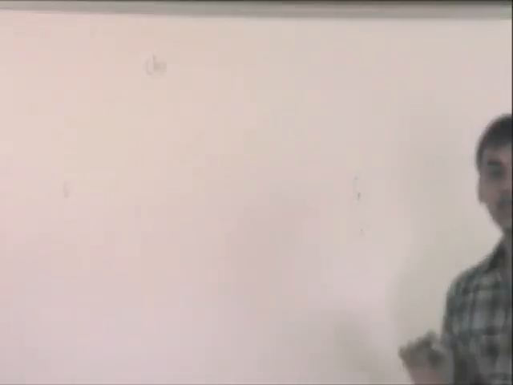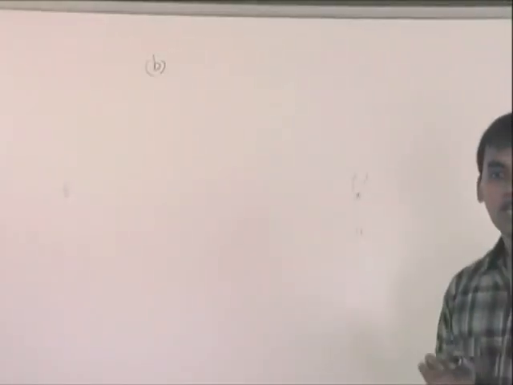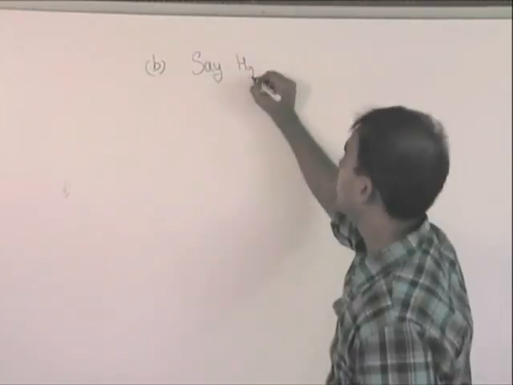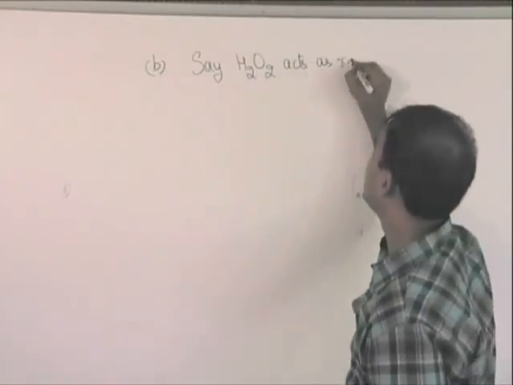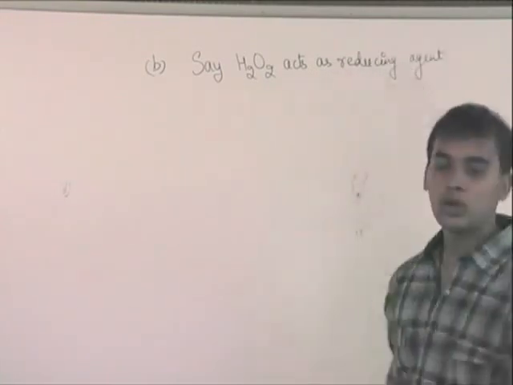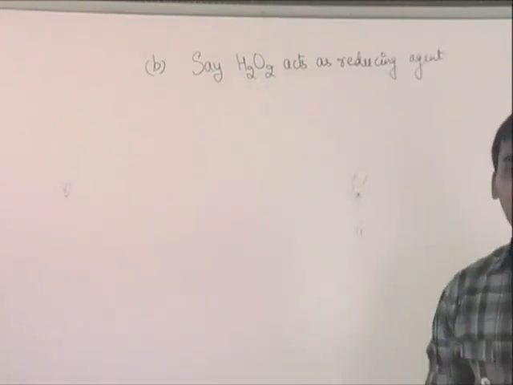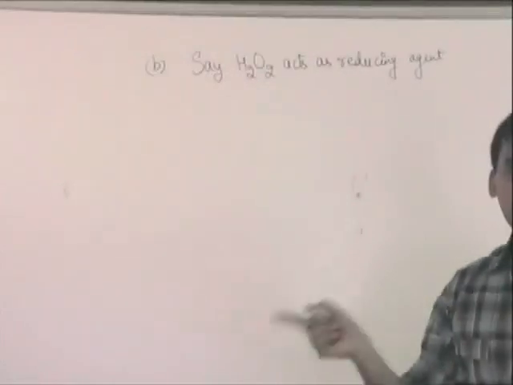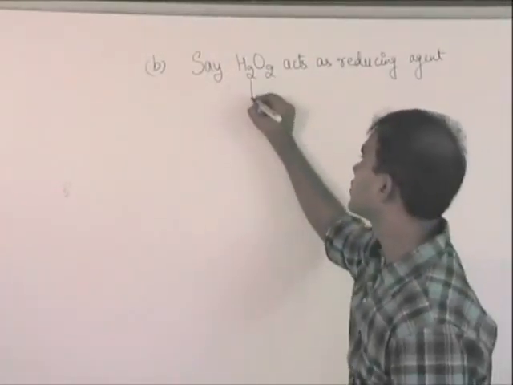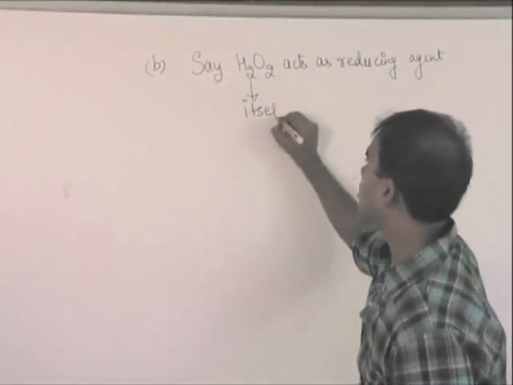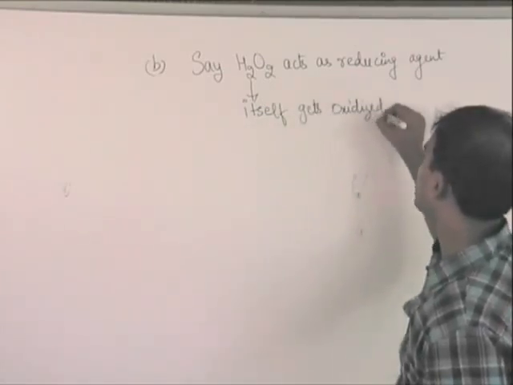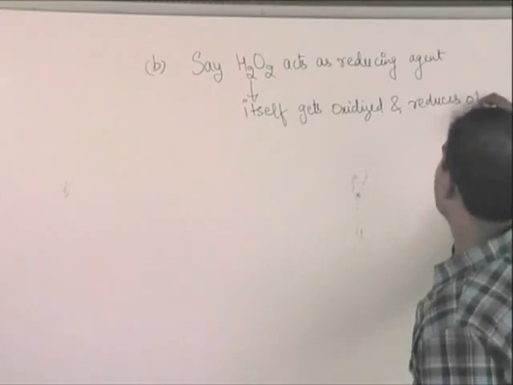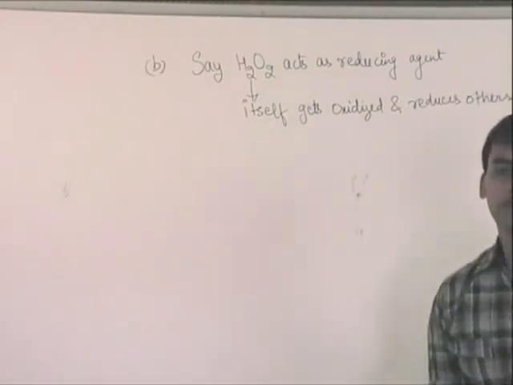Now suppose we take the second question. Now say H2O2 acts as reducing agent. What does a reducing agent do? Itself gets oxidized and reduces others. So I'm writing it down. Itself gets oxidized and reduces others. Simple.